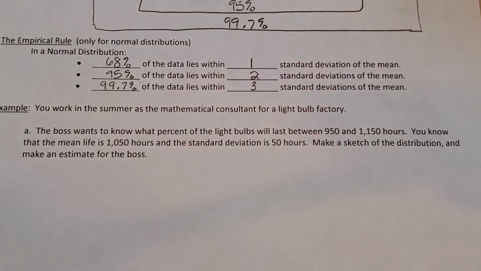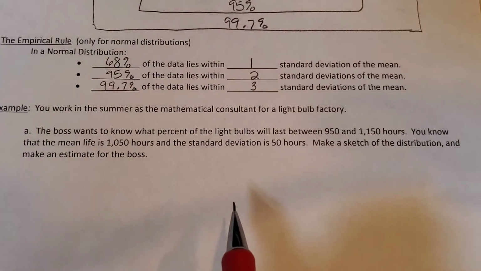All right, some examples of how we use this empirical rule. You work in the summer as the mathematical consultant for a light bulb factory. The boss wants to know what percent of the light bulbs will last between 950 and 1,150 hours. You know that the mean life is 1,050 hours and the standard deviation is 50 hours. Make a sketch of the distribution and make an estimate for your boss.